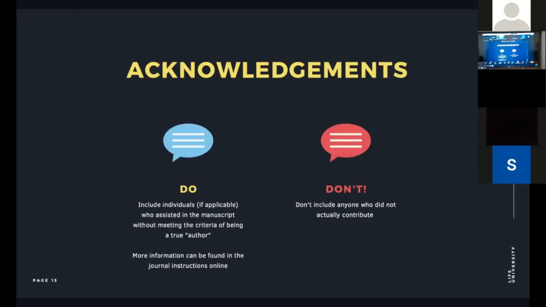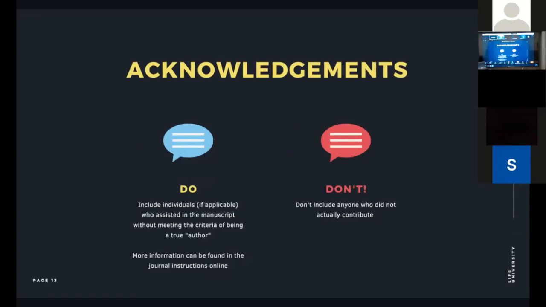And acknowledgements. I mentioned before that this was actually the section that I knew the least about when I started writing research. So the biggest thing you want to do here is to include people who helped with your manuscript, but did not meet the true criteria for being an author. And if you're ever confused on what that means, look on the website of the journal that you're looking to publish in, and it will straight up tell you section by section what criteria have to be met.